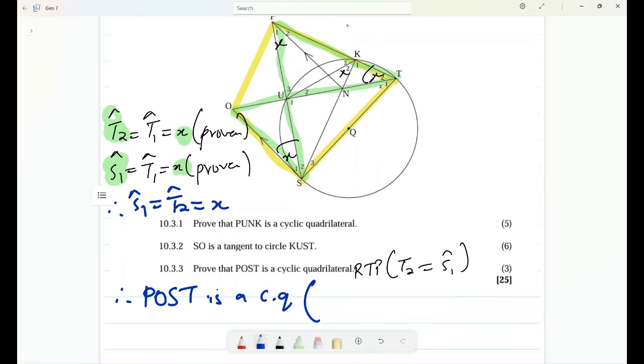Why am I going to say that? We used what here? I'm going to say converse, not converse bow tie, converse angles in the same segment.